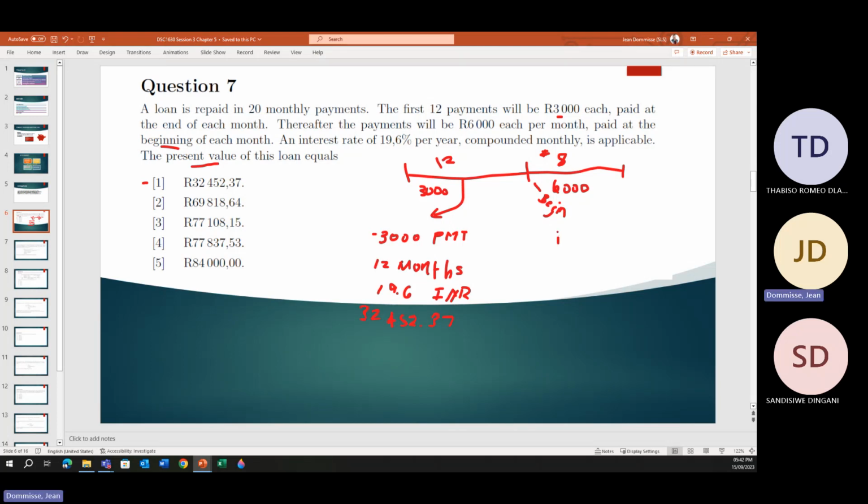So we need to say begin, and then it is again minus 6,000 PMT, for 8 months. It is still the 19.6. I think that's important: there wasn't a change in interest. So let me just put in that 19.6 interest.